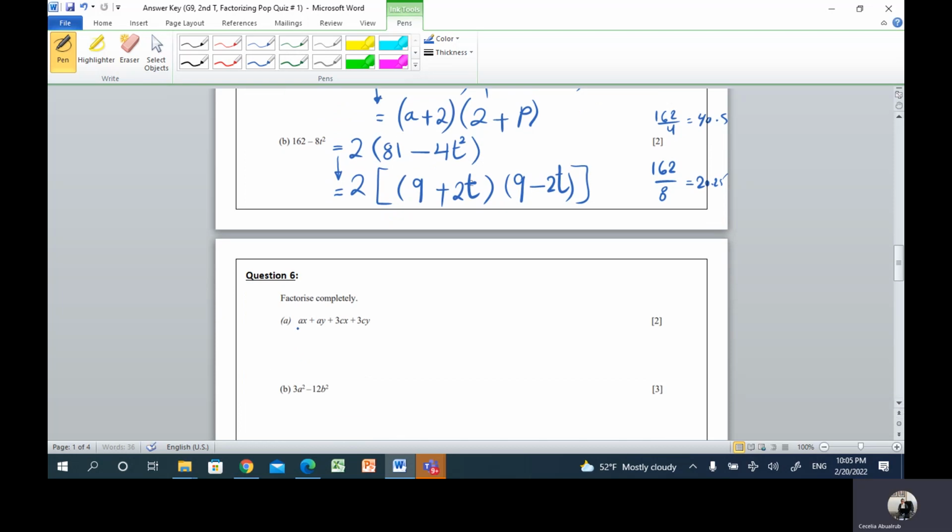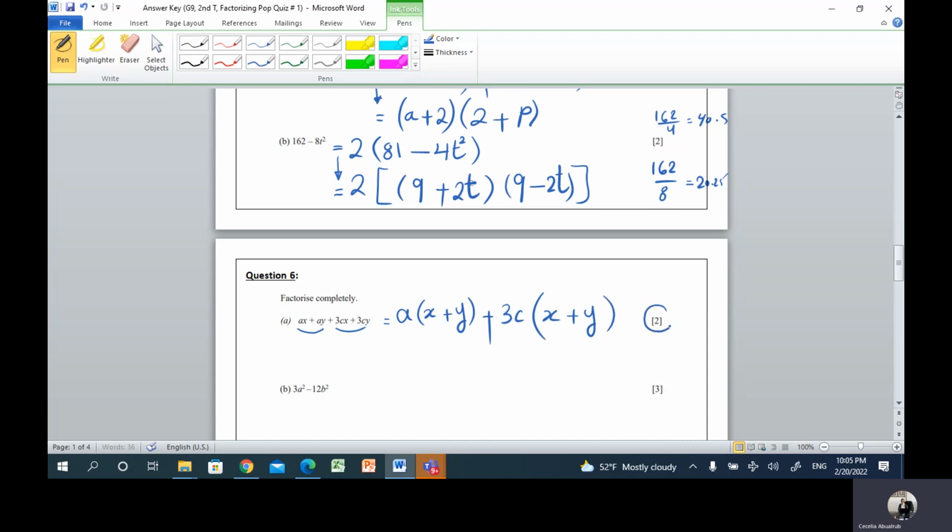Here, we're going to take the first 2 terms and the last 2 terms by finding the common factor. Ax plus ay, so a is going to come out, open the bracket, x, because a times x will give us ax, plus y, because a times y will give us ay, plus 3cx plus 3cy. 3c is the common factor, which is going to come out, open a bracket, 3c times x will give us 3cx, plus 3c times y will give us 3cy.